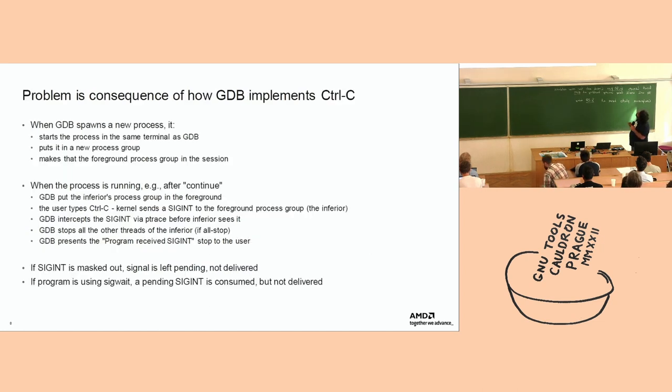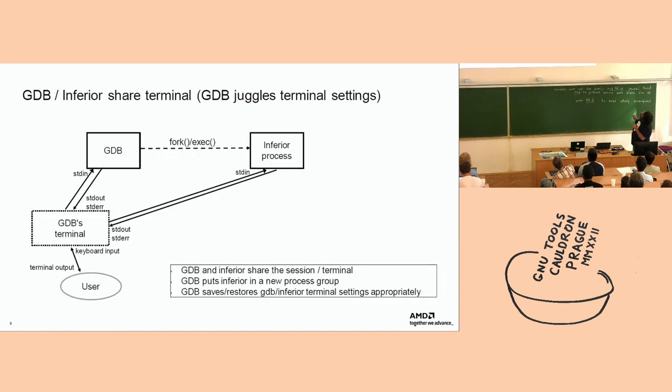All right. So why is it that if the program blocks SIGINT, why does it not work? It's a consequence of how GDB implements this. This is a wall of text, and I can explain this with pictures. I'll try to go back to see if I forget something, but basically, when you type run, GDB forks and execs, and the exec ends up spawning the shell, and then the shell execs again, and you end up with the inferior process running as a child of GDB.